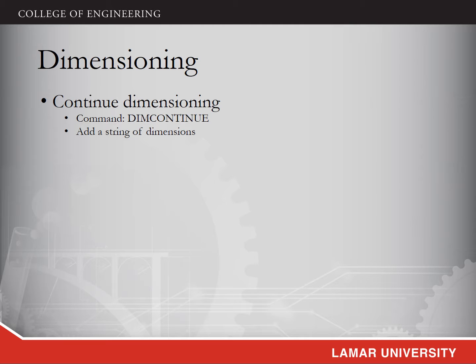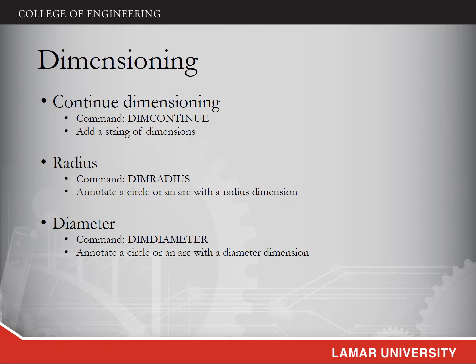The first one is a continue dimensioning. The command is dim continue. This command is applied for us to add a string of the dimensions. So with this command we can add multiple dimensions of one series of line segments at one time. The second one is a radius. The command is dim radius and it will be applied for us to define the radius of the circle or the arc.